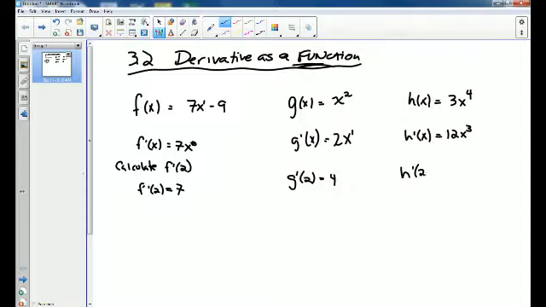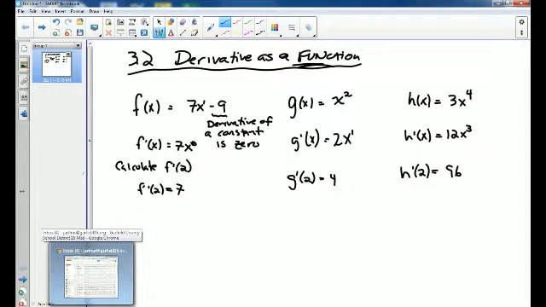H prime at 2 is 96. So for example, 7x minus 9, and you get f of x, I ignore the 9. The derivative of a constant is 0. Keep that in mind. That's only if it's by itself. If it's paired with an x, it's not a constant anymore, so we don't go by that.